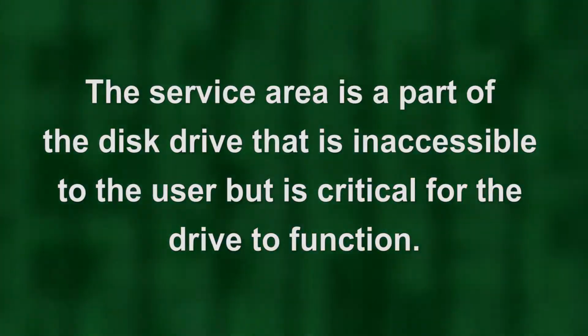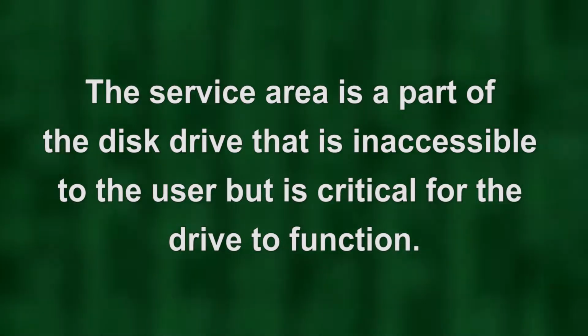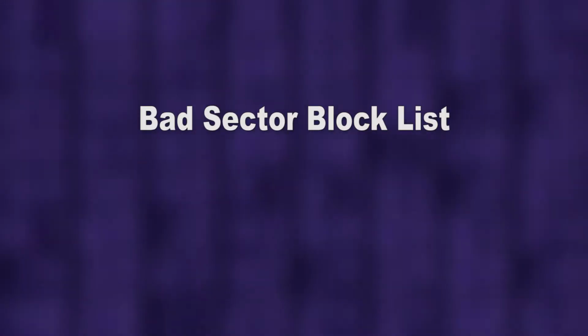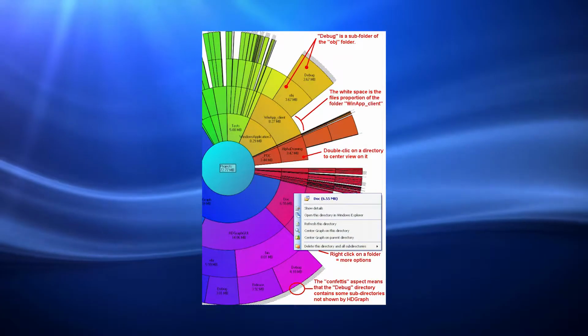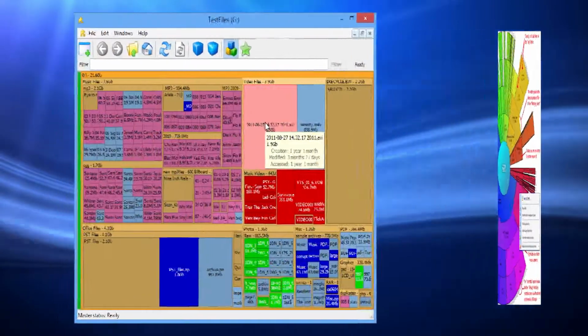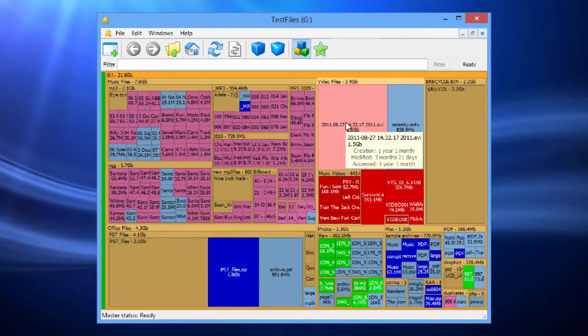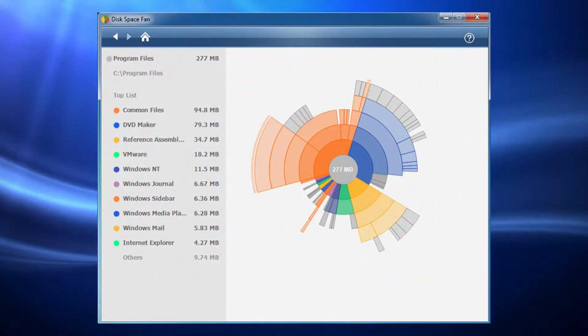The service area is part of the disk drive that is inaccessible to the user but is critical for the drive to function. The service area has things like bad sector block lists, the voltages required to read and to write, the firmware, etc. The service area can only be accessed and analyzed using specialized, sophisticated equipment. Considerable experience and expertise is required to repair or bypass the service issues.